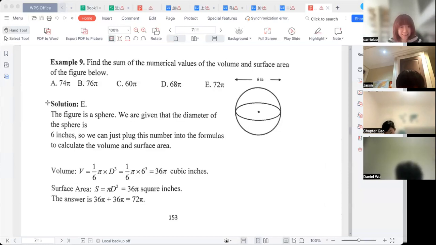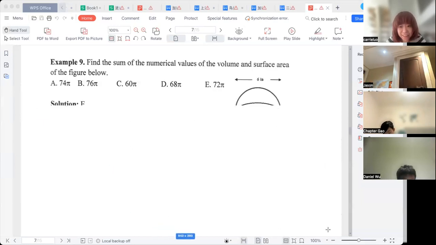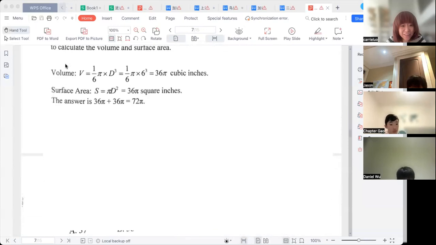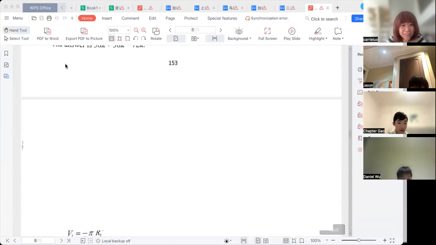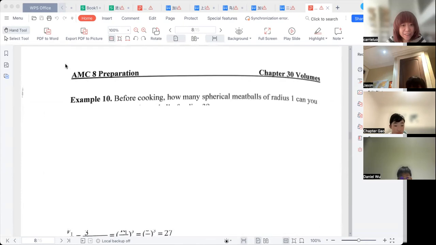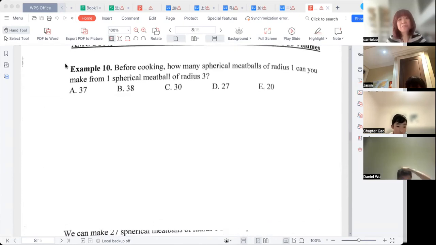Okay, so let's take a look at number 10. The solution is E. Before cooking, how many spherical meatballs of radius 1 can you make from one spherical meatball of radius 3?